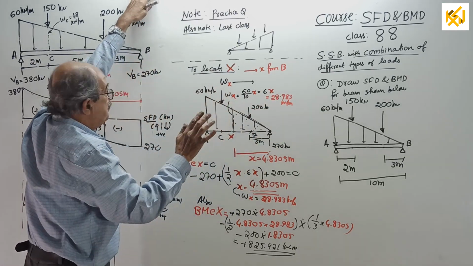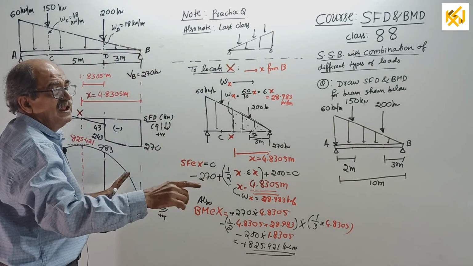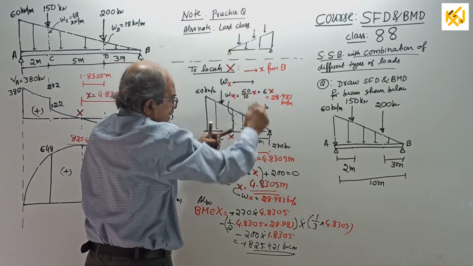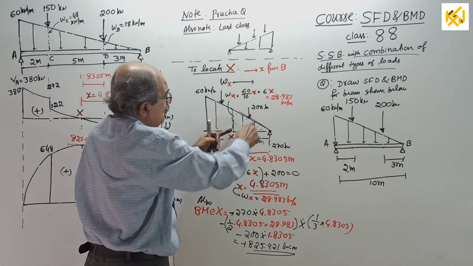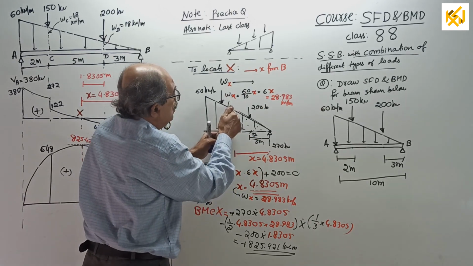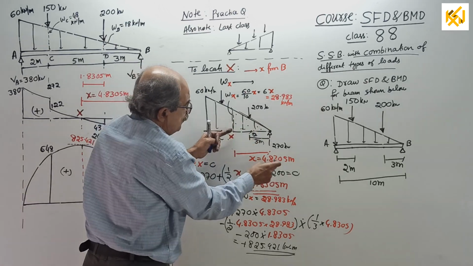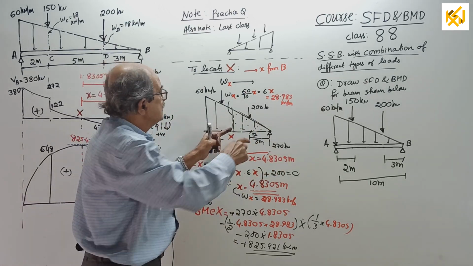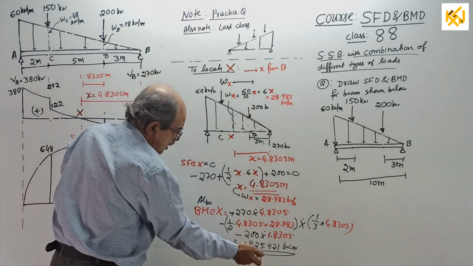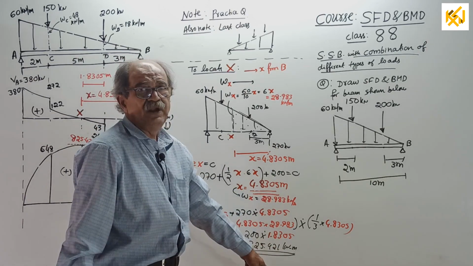Now, BM at A 0, B 0, C and D I already explained. Now lastly, BM at X. Look this side. Plus 270 into 4.8305 minus half into 4.8305 into 28.983 into this triangle, 1/3 of 4.8305, and also minus 200 into this distance. I wrote everything here. So that important point, that's why I wrote everything.